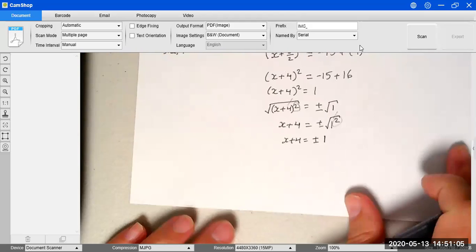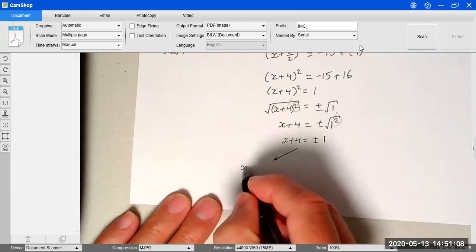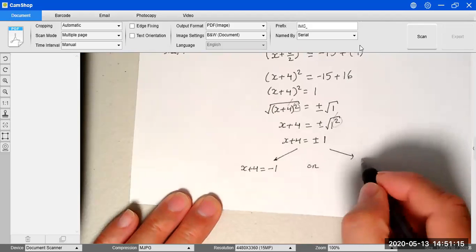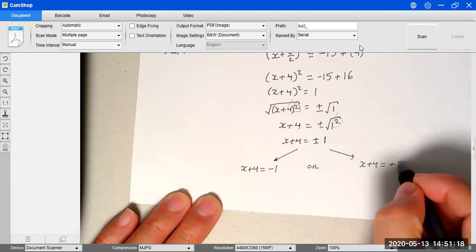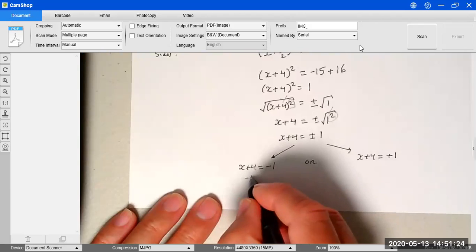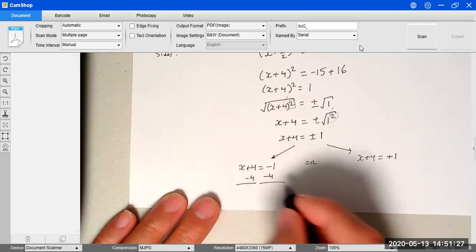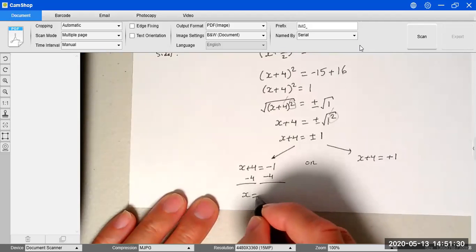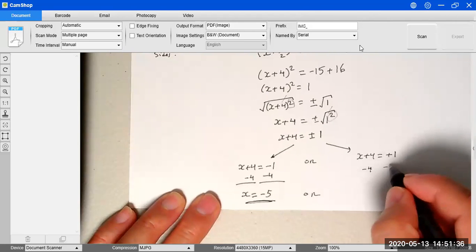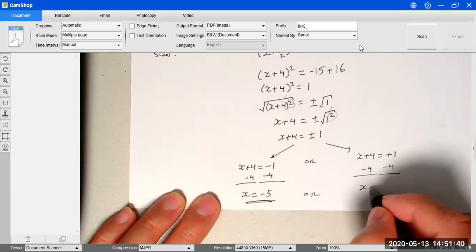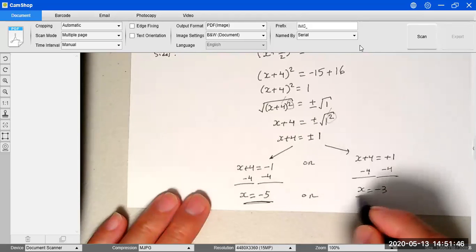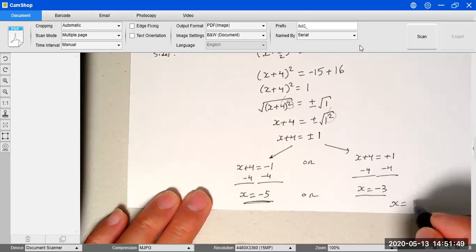So now I have two equations that I need to solve. The first one is x plus 4 equals negative 1, and the other one is x plus 4 equals positive 1. So one is negative 1, the other is positive 1. And then we finish this work. I'm going to solve for x. I need to subtract 4, so I get x equals negative 5, or I need to subtract 4 from here too, so I get x equals negative 3. So I have negative 3 and negative 5. Those are my solutions for this problem.